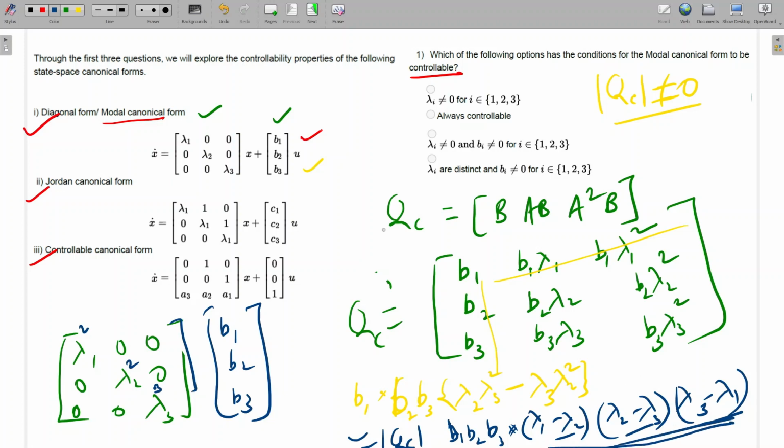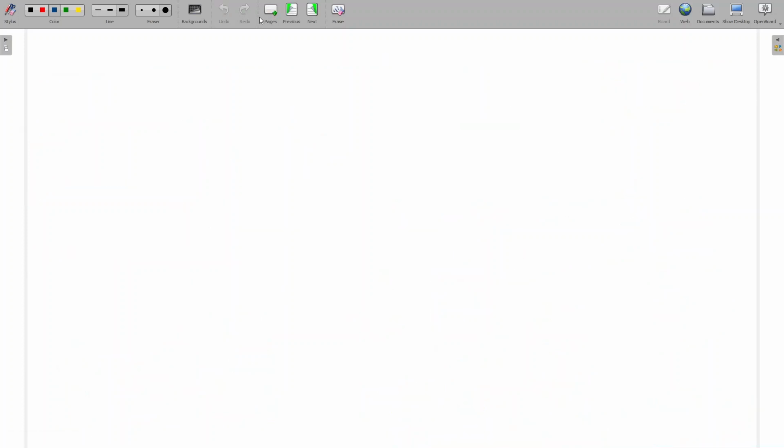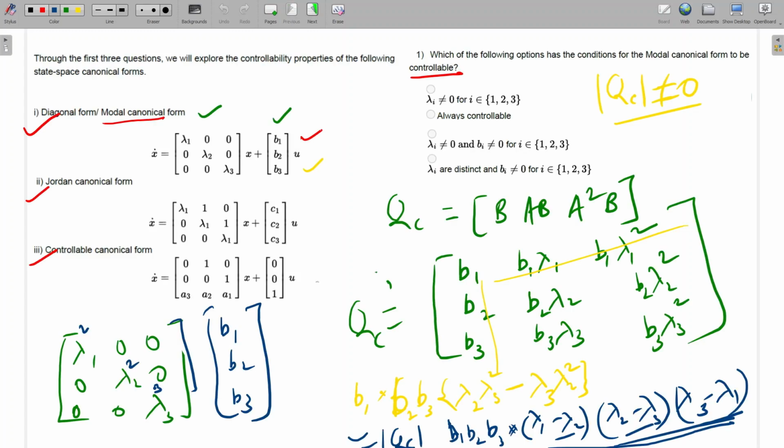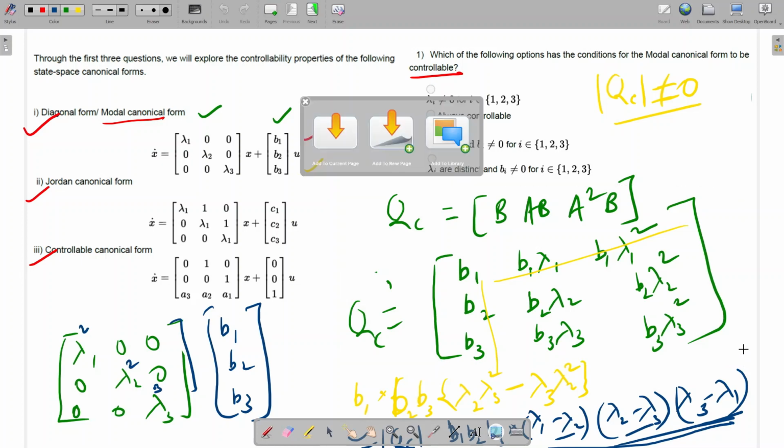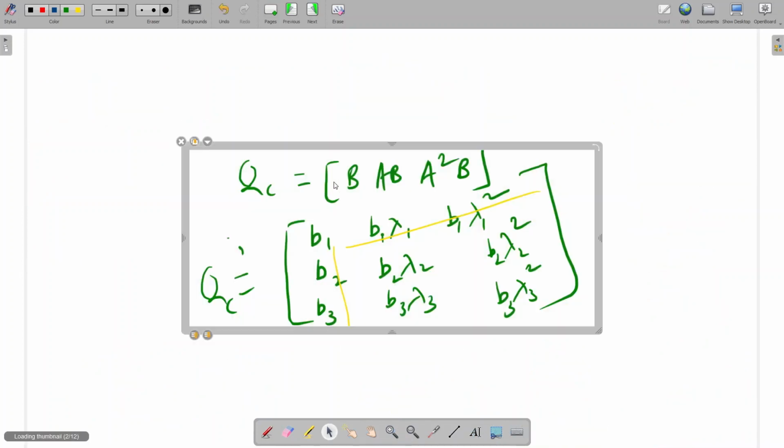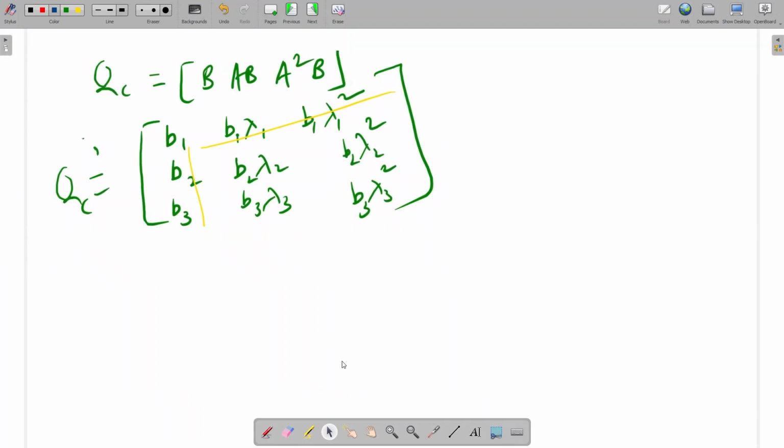Should I do this simplification? Can anyone reply? Is it clear up to now? Hello? Am I audible? Faraj, is it clear up to now? Yes, sir. Okay, okay.